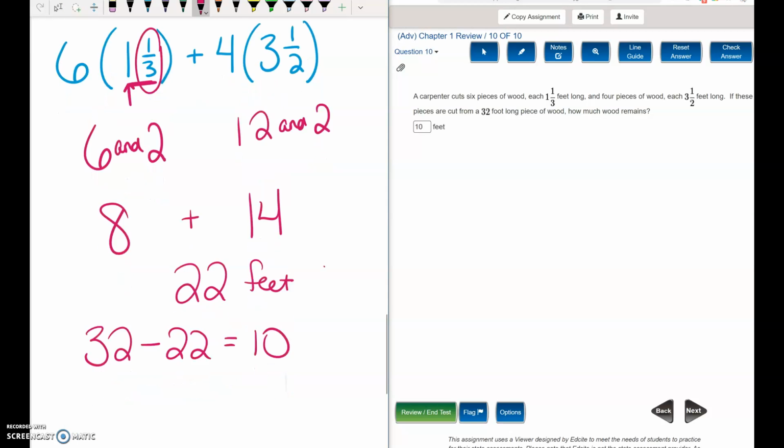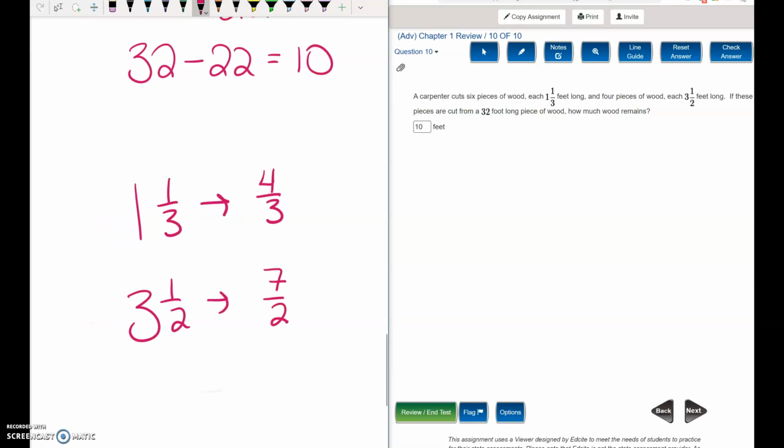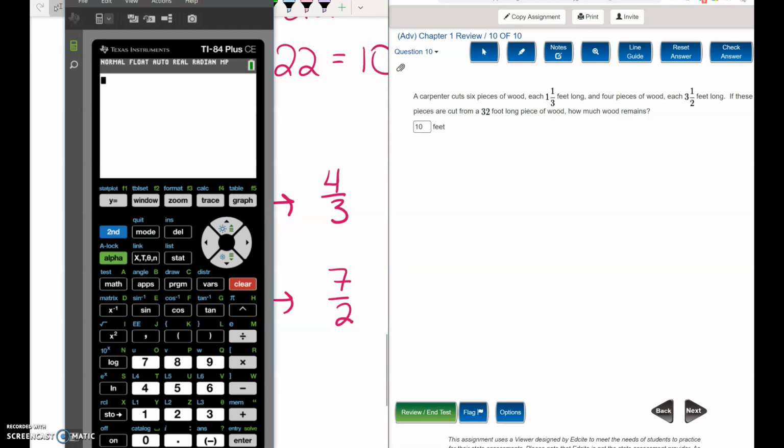I just took the 1 1/3 and changed it into an improper fraction. So 3 times 1 is 3. 3 plus 1 is 4. This is 4/3. 3 1/2. 3 times 2 is 6. 6 plus 1 is 7. So keeping that in mind, I've got 6 times 4/3 plus 4 times 7/2. That's 22 feet of wood. 32 minus 22 is 10.